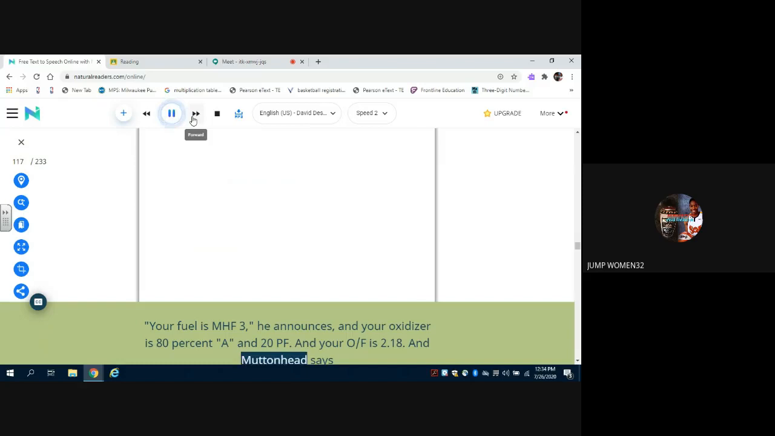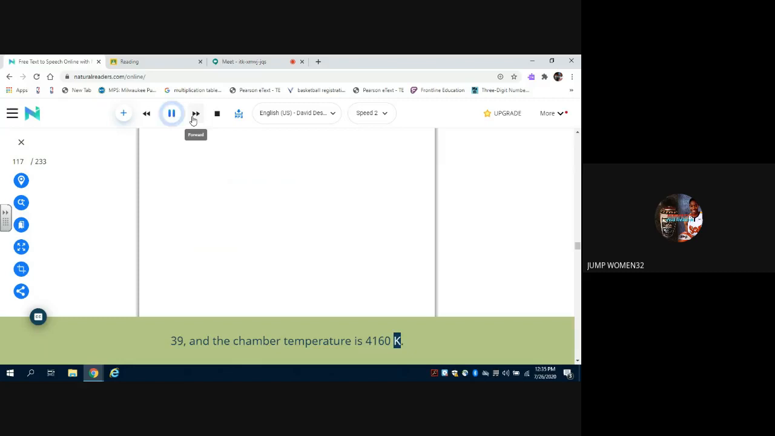And Muttonhead says. Who's Muttonhead? Muttonhead's the computer. He says that the performance, shifting, at 1000/14.7 pounds is 306.6 seconds, and says that if you can't ring out 290 on the test stand, you're not half as good as you say you are. But watch your O/F. If you're lean, the performance will drop off in a hurry, and if you go rich, you'll smoke like crazy. The density is 1.39. And the chamber temperature is 4160K. If you want it in Fahrenheit, convert it yourself.